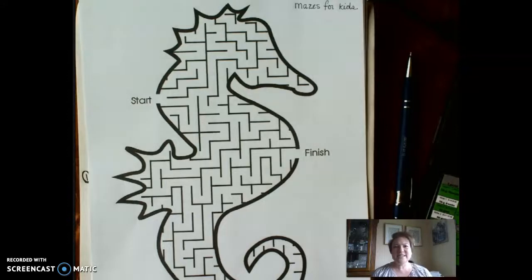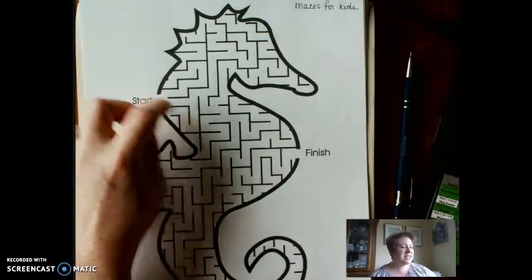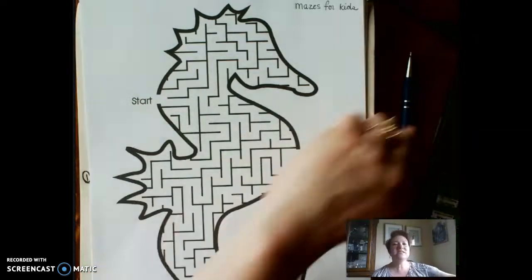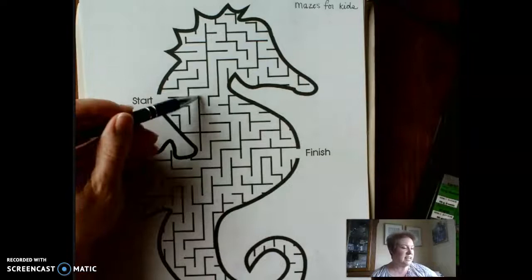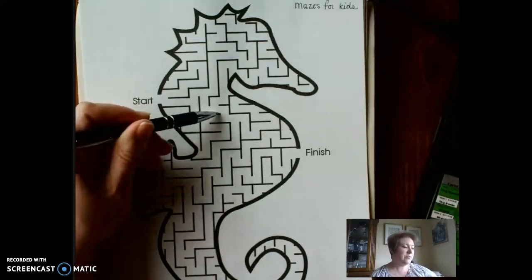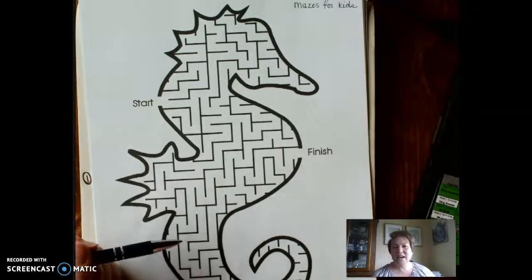I know my husband, he's a math teacher over at Homestead. He used to, for fun, create mazes and then have his friends and siblings solve them.